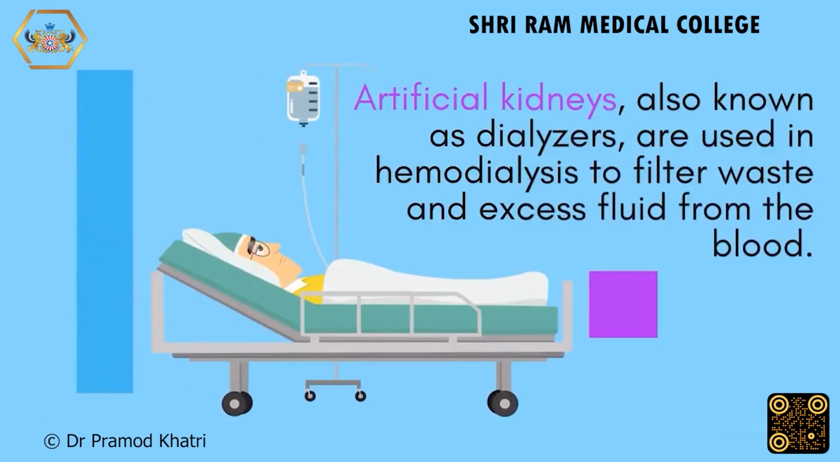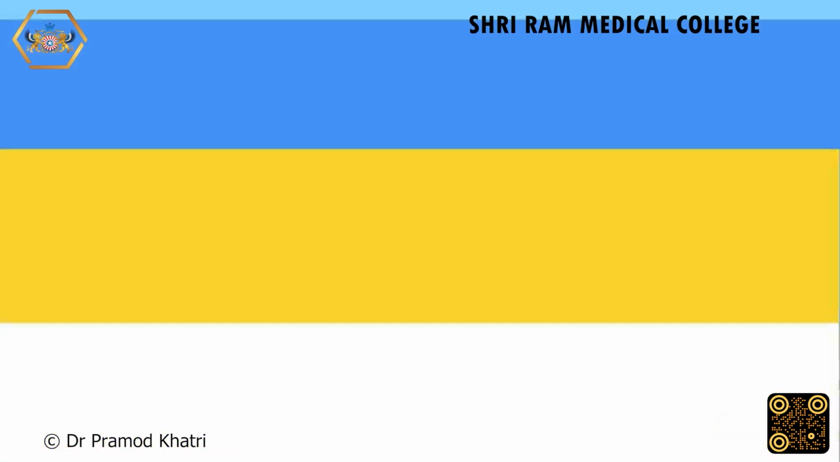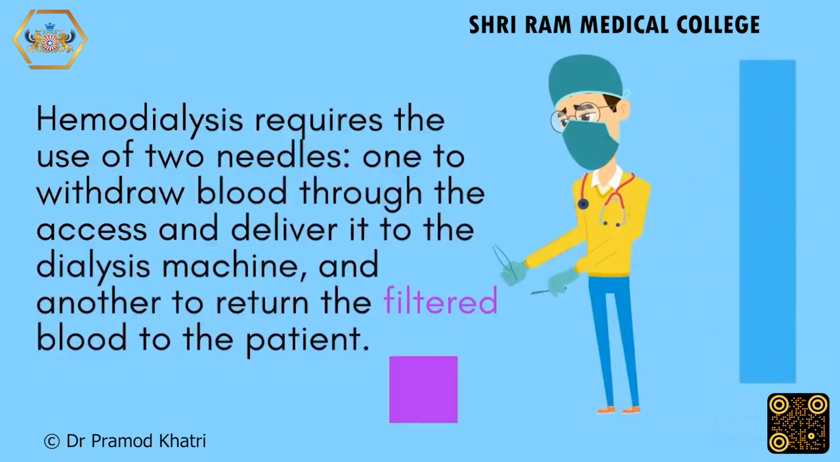Artificial kidneys, also known as dialyzers, are used in hemodialysis to filter waste and excess fluid from the blood. Hemodialysis requires the use of two needles, one to withdraw blood through the access and deliver it to the dialysis machine, and another to return the filtered blood to the patient.